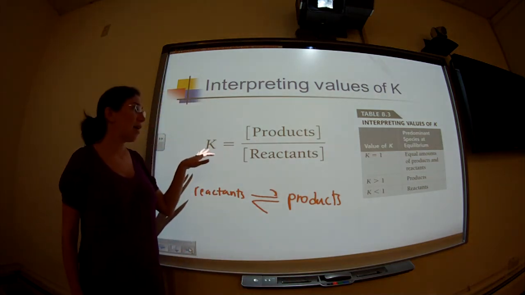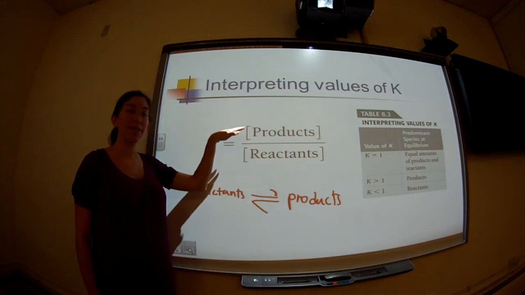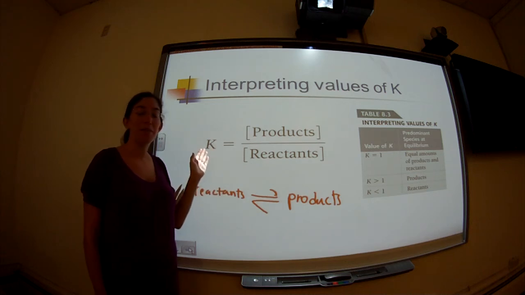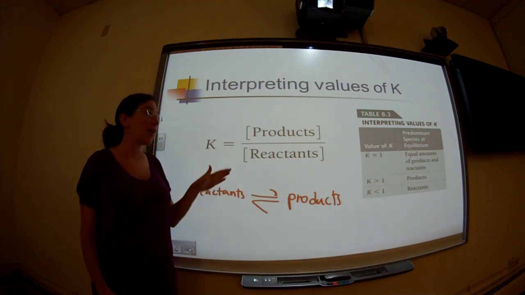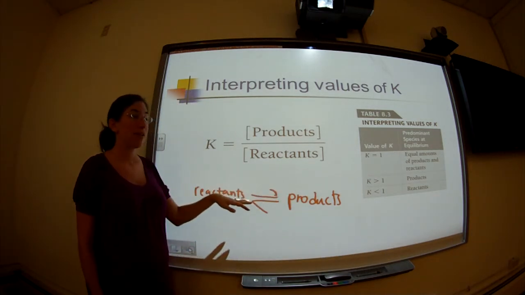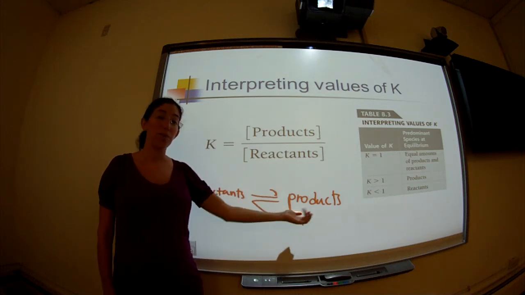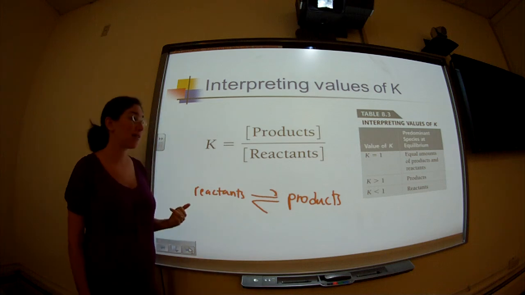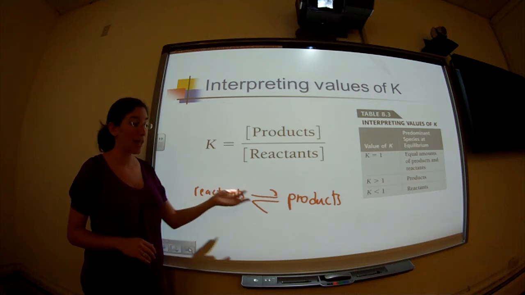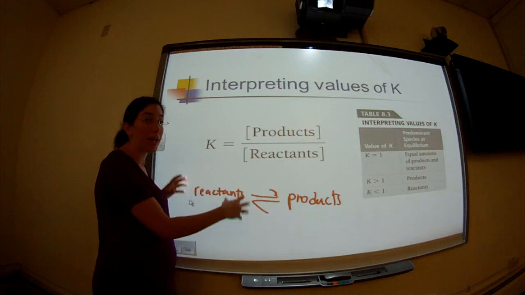If you have more product than you do reactant, then this top number is going to be larger than this bottom number. Therefore, K is going to be greater than 1. Thus, if you have a K of greater than 1, it means that the reaction favors the products, that at equilibrium you have more products than you do reactants. Vice versa, if you have a lot of reactants at equilibrium, the reaction favors the reactant side. You have more reactant left.